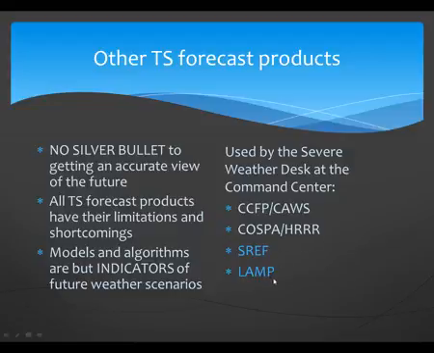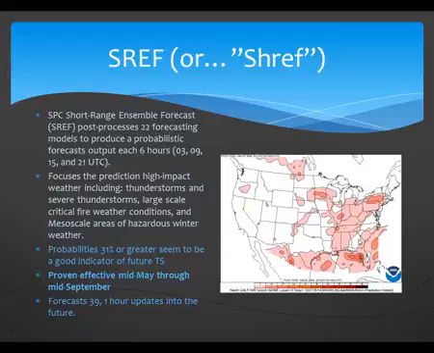But two others we want to discuss here are the SREF model and also LAMP. SREF is short for Short Range Ensemble Forecast. It takes 22 different forecasting models to produce a probabilistic forecast out 6 hours at 3, 9, 15, and 21 UTC. It focuses on the prediction of high-impact weather, including thunderstorms and severe thunderstorms. What they look at are areas where the probabilities are 31% or greater, and that seems to correlate well with future thunderstorm areas. They believe it's been proven effective between mid-May and through mid-September. It forecasts actually 39 one-hour updates into the future.